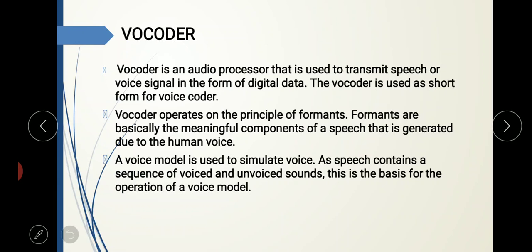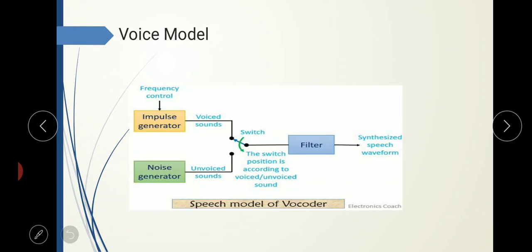Vocoders are used for voice synthesis. The vocoder takes two signals at its input and creates a third signal using the spectral information of these two input signals. Next is the voice model. A voice model is used to simulate voice.